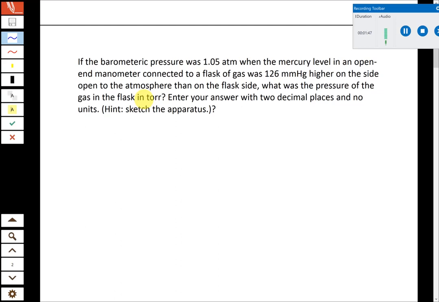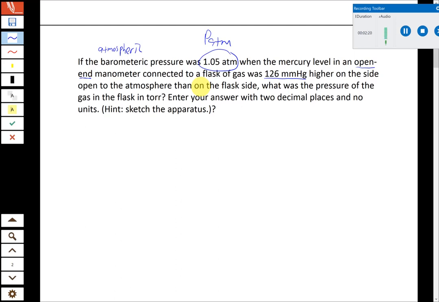So the first thing we have to realize is that in problems like this that deal with an open-end manometer, you're going to also need to know what the atmospheric pressure is. So barometric pressure is sort of synonymous with atmospheric pressure. Barometric pressure is the pressure you measure with a barometer. So that means that this number here is the pressure of the atmosphere, 1.05 atmospheres. And then we're told that the mercury level is 126 millimeters higher on the side open to the atmosphere than on the flask side.